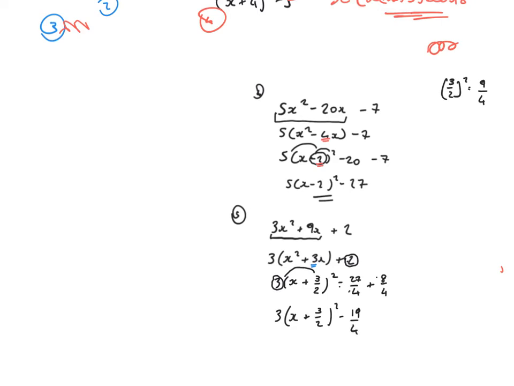Let's just talk through that one again. Okay, take out the numerical common factor of 3. 3 times what gives you 3x squared, x squared. 3 times what gives you 9x, 3x, close the bracket, plus 2. Then get the squared bracket and go half the 3 down to 1.5, but when you write 1.5 as a fraction, 3 over 2.